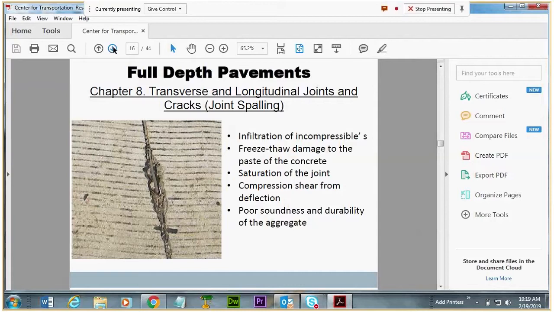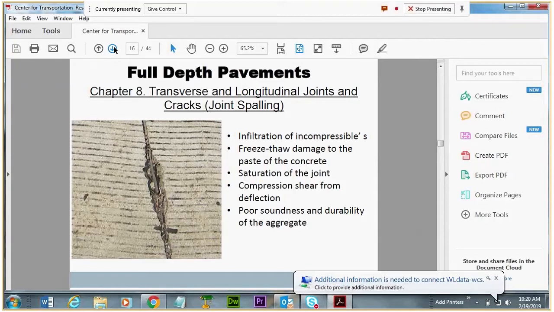This chapter, chapter 8, is probably the biggest chapter. It has to do with joint spalling, which in the particular state I live in is probably one of the larger issues that we face because of pretty poor air entrainment issues. It has to do with the infiltration of incompressibles, freeze-thaw damage to the paste, the saturation of the joint, compression shears, and then poor soundness of the aggregate and the durability of the aggregate. That plays a bigger role than most people think. Next slide.